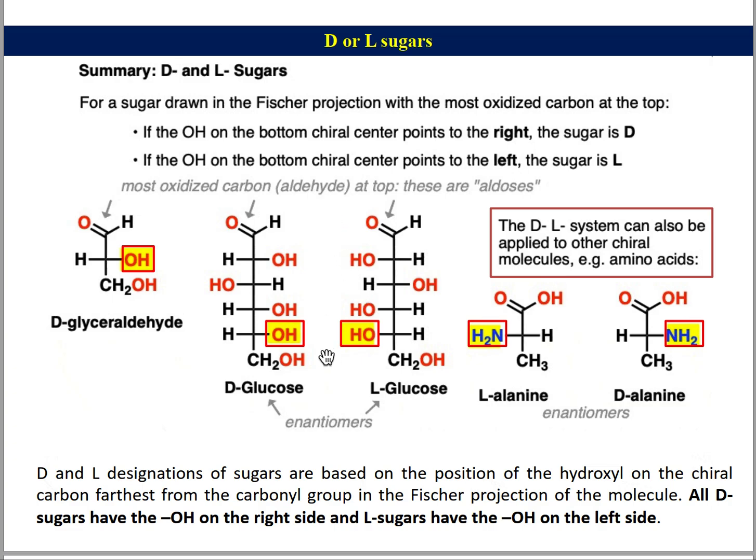In the mirror image, if the hydroxyl group on the bottom chiral center, this is the bottom chiral center, this is not a chiral center, is on the right side, this is called dextro or D-glucose. On the left side, it is called levo or L-glucose. So D and L designations of sugar are based on the position of the hydroxyl group on the chiral carbon farthest from the carbonyl group in the Fischer projection of the molecule.